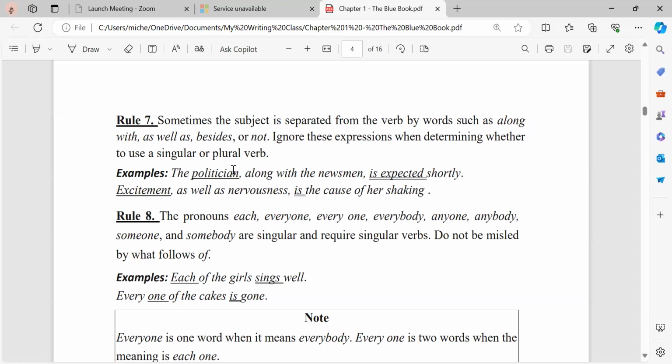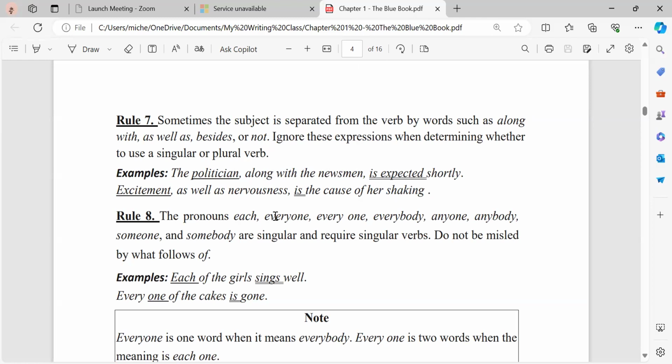So the politician right here is the subject. Why? Because we should ignore the other words that follow after "along with," for example, this newsman right here. So we should use a singular verb, not plural, because the politician is the real subject. And the newsman right here is just basically to confuse us. So we should just ignore anything after "along with," "as well as," "besides," or "not," based on rule number 7. So since it is singular, we use "is expected."